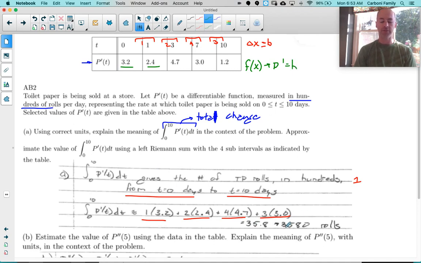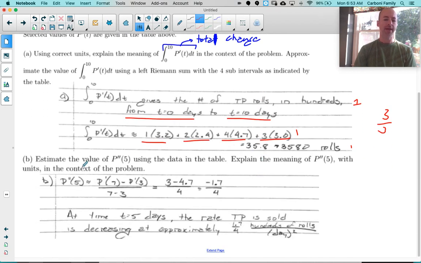You did not have to simplify it. You could have left it as just that product. You could have left it as 35.8, or since this is measured in hundreds of rolls, that would be 3,580 rolls. And so that was your third point on this one. You got 1 point for writing the Riemann sum, 1 point for the answer. And so 3 of 3.